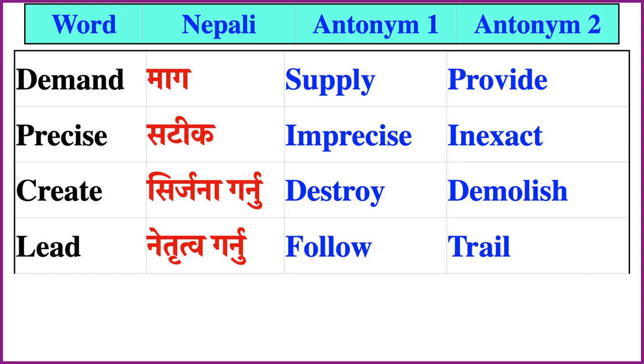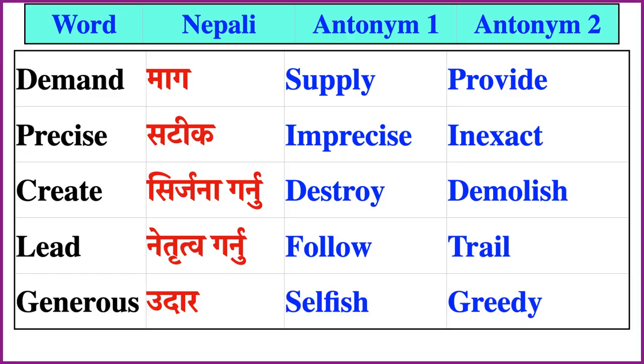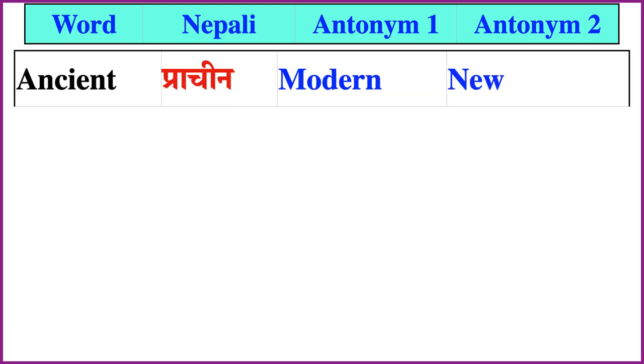Generous भनेको उदार. And then antonyms are selfish and greedy. Ancient भनेको प्राचीन. And then its antonyms are modern and new.